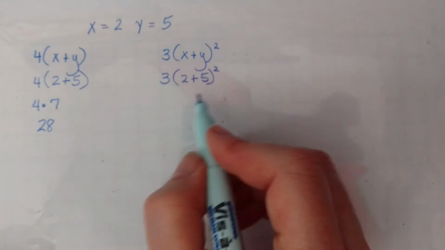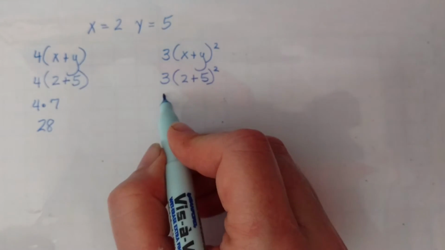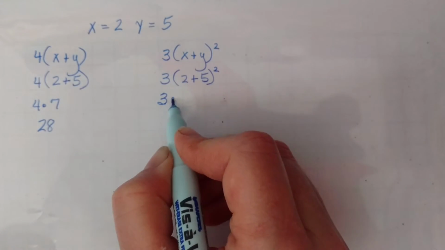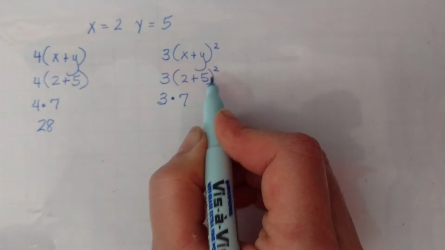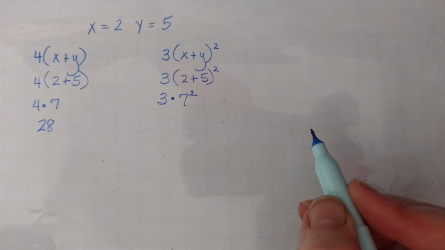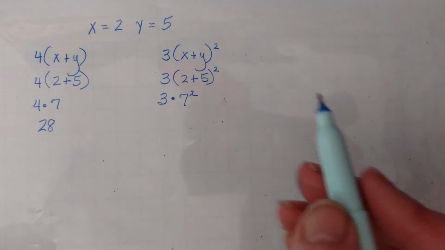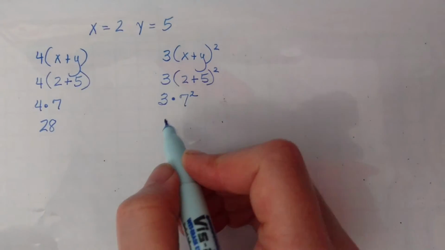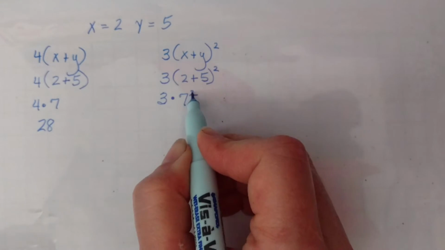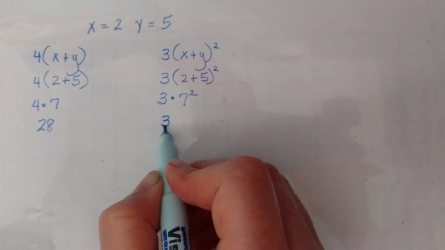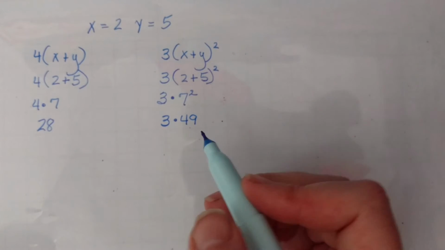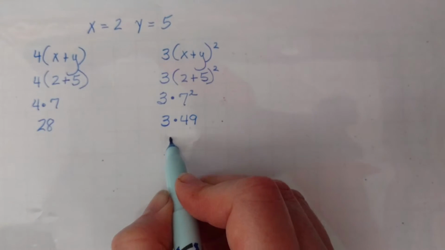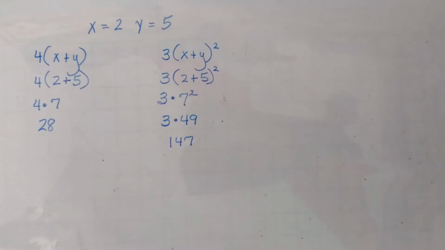So order of operations, I have to do what's in parentheses first. So that's going to give me 3 times whatever's in parentheses, which is 7, but that 7 is still going to need to be squared. Order of operations, E comes next. E stands for exponents, so that means I have to do the 7 squared next, which means I'm going to be taking 3 times 49. And when I take 3 times 49, I get 147.